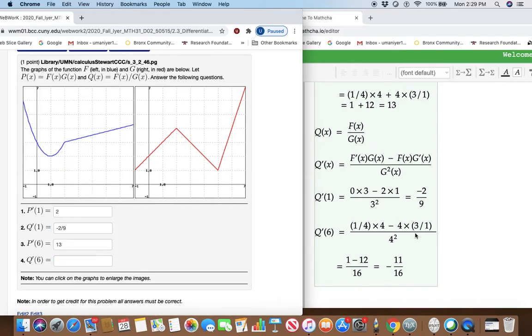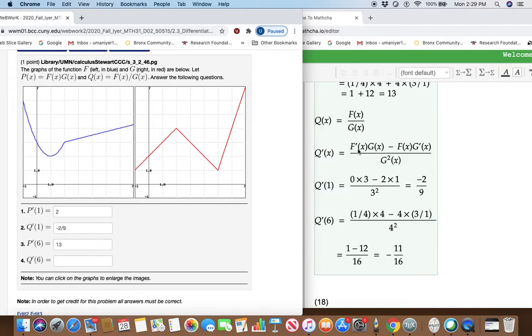Q prime at 6, well, f prime at 6, we just saw slope was 1/4, and g at 6, we just saw height was 4, minus f at 6 is 4, and g prime we just saw was 3. Okay, so that's 1/4 times 4, 1, minus 12, negative 11 over 16.